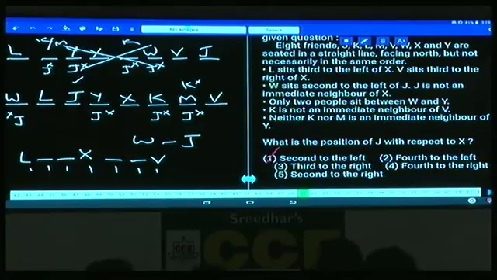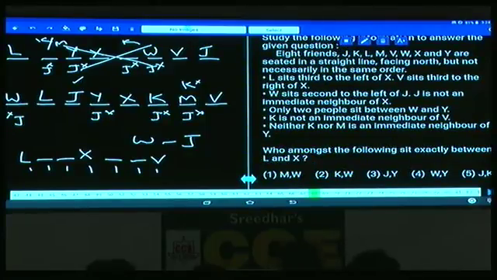68. Who among the following sit exactly between L and X? Exactly between L and X. Then who are the persons here? J and Y are the persons. J and Y, that is choice 3. That means the persons in between L and X are J and Y.